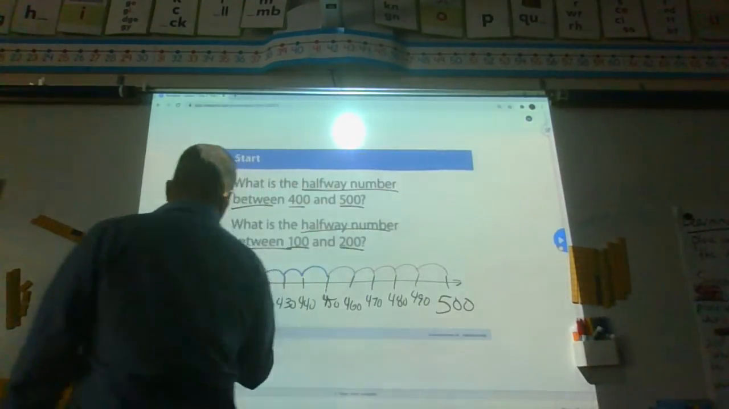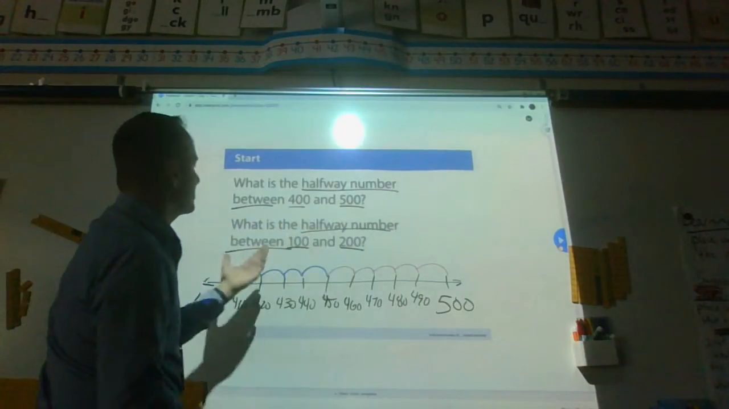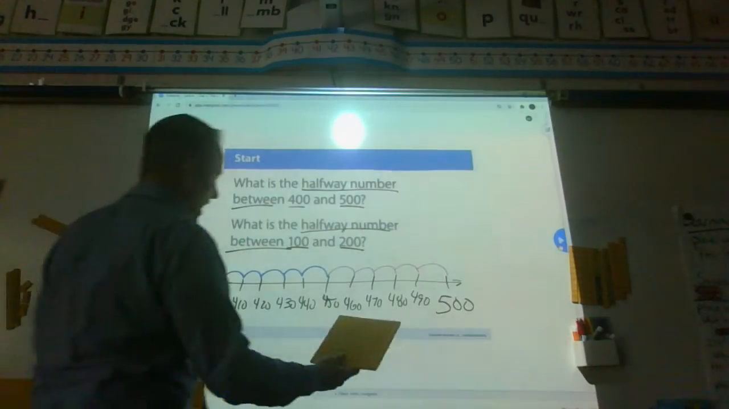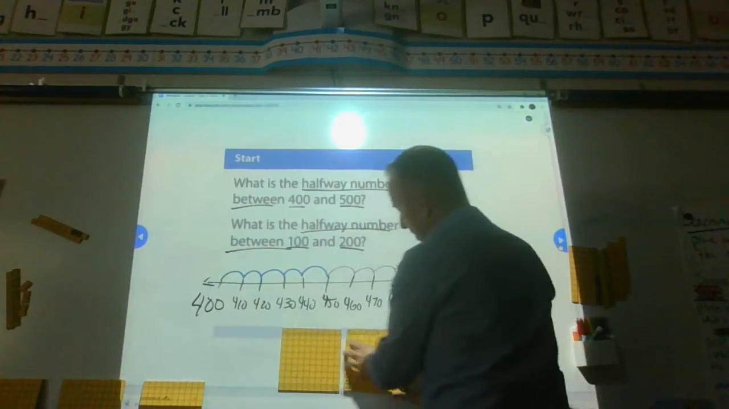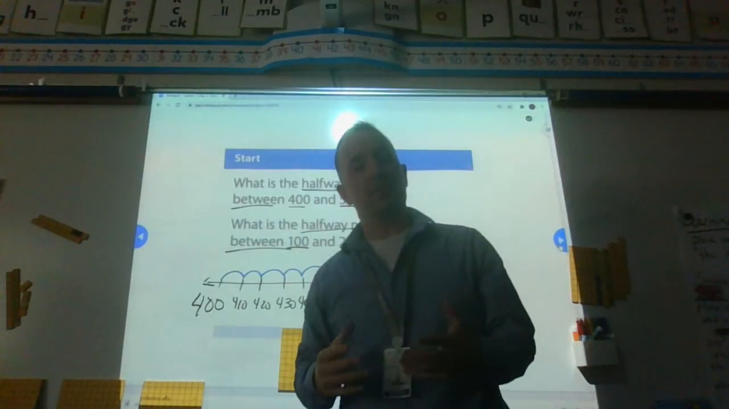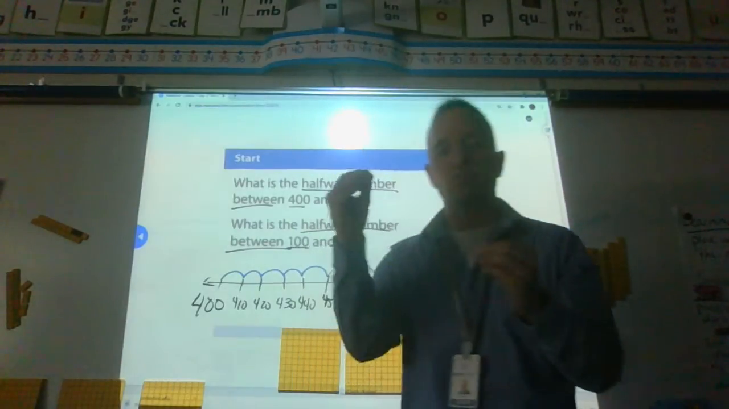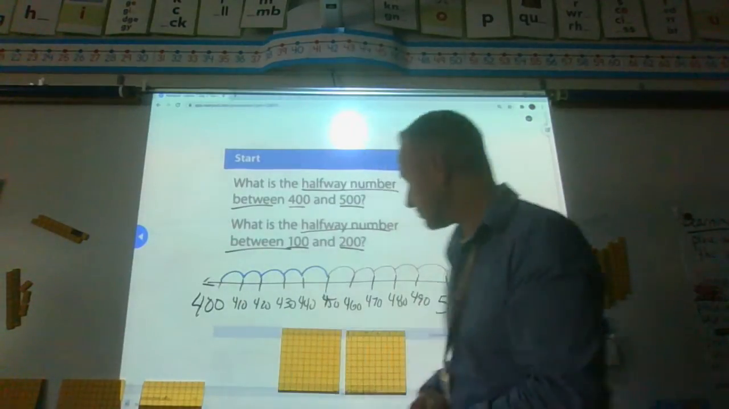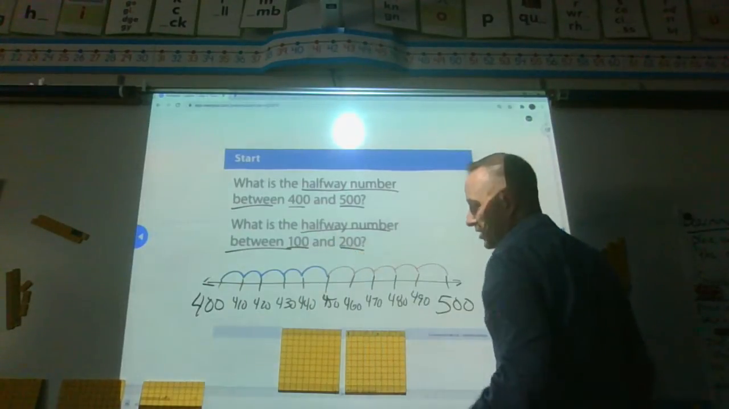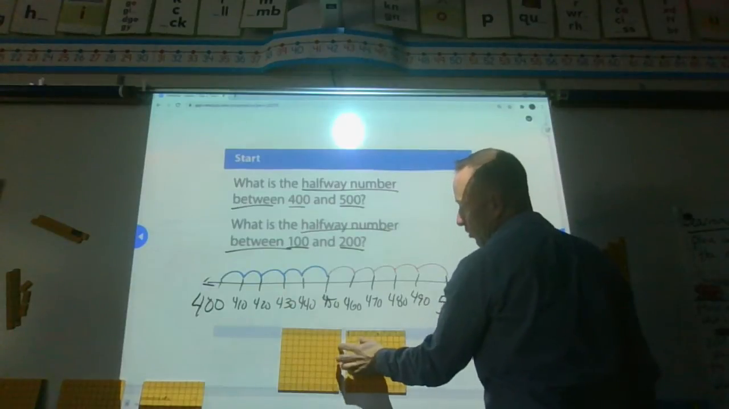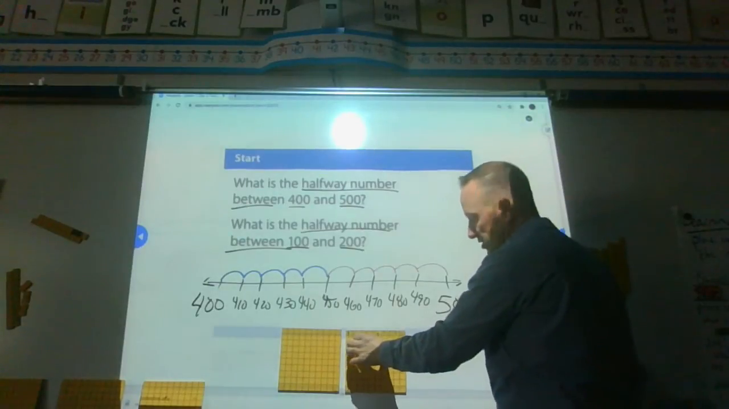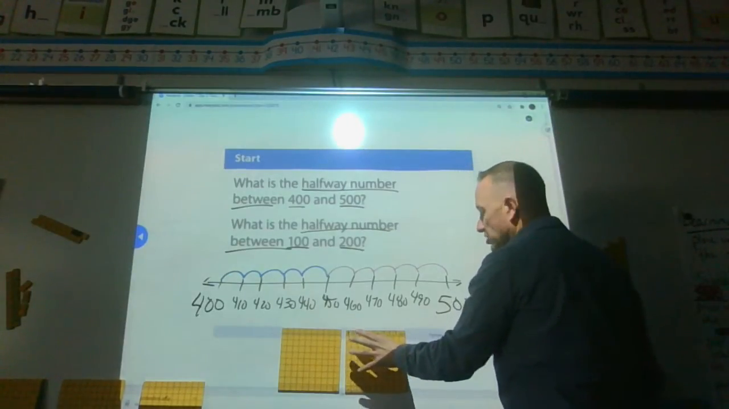Okay, I'll leave that up here. We're going to look at what is the halfway number between 100 and 200. Well, if I take 100 and 200, okay, I know that it has to be between these two numbers. It can't be less than 100. It can't be more than 200 because it's between 100 and 200. So let's see, what would be the halfway number? So we have 110, 120, 130, 140, 150, 160, 170, 180, 190, 200.